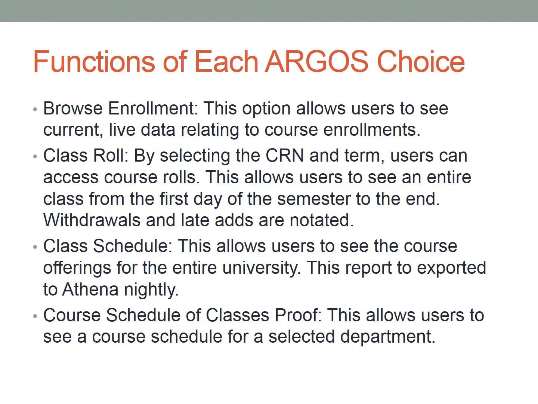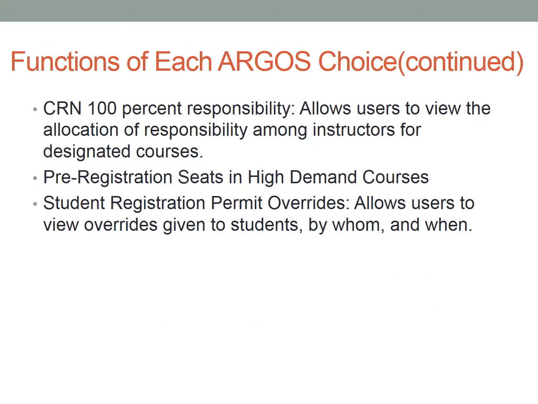The course schedule classes proof. We use this function a lot, and I will discuss that more as we go through this presentation. But this allows users to see a course schedule for a selected department, so you can see every class offered for chemistry in a semester and manipulate the data that way.